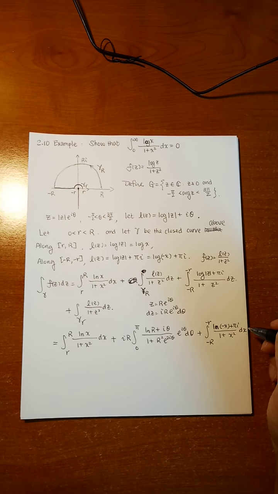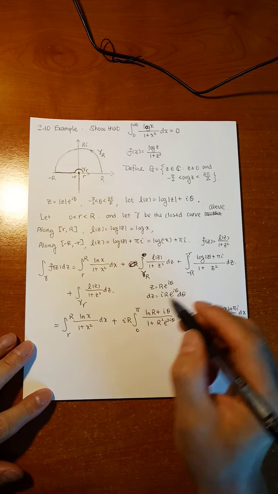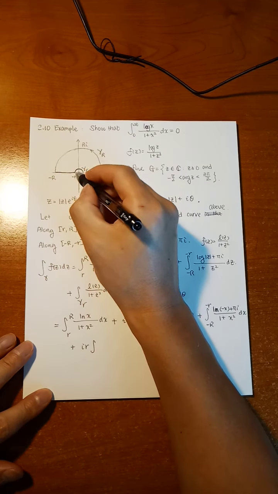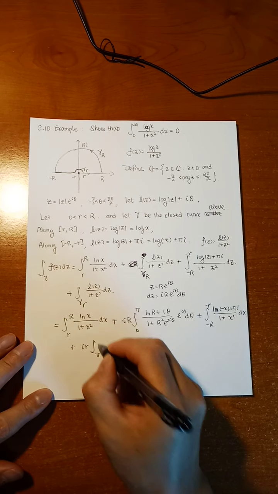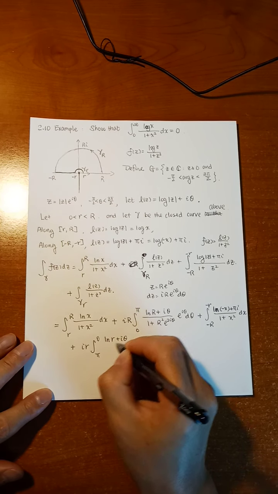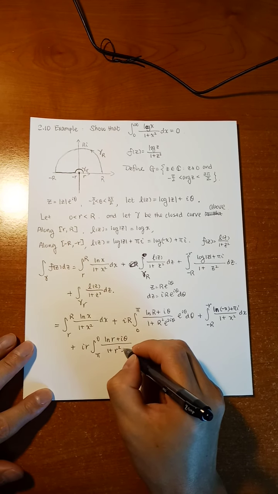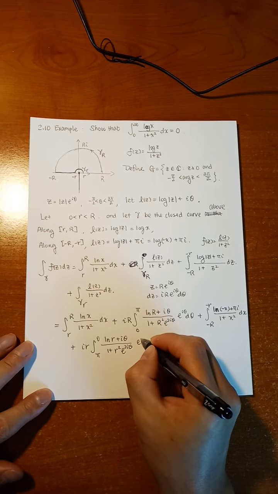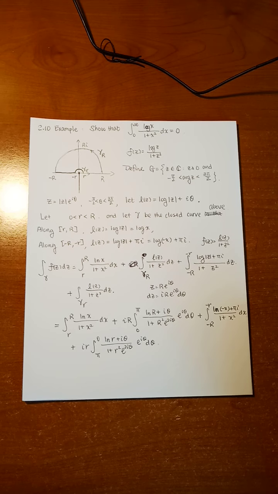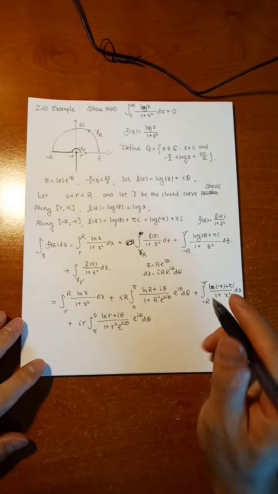Okay, and this one is similar. Just change the capital R to the little r. So plus i little r integral, but it's from pi to 0. From pi to 0, log little r plus iθ over 1 plus little r squared e^(2iθ), e^(iθ) dθ. All right, so you have 4 parts.